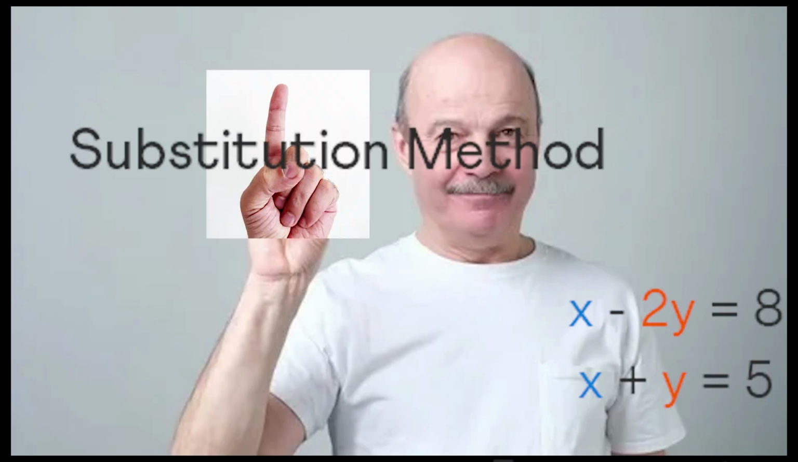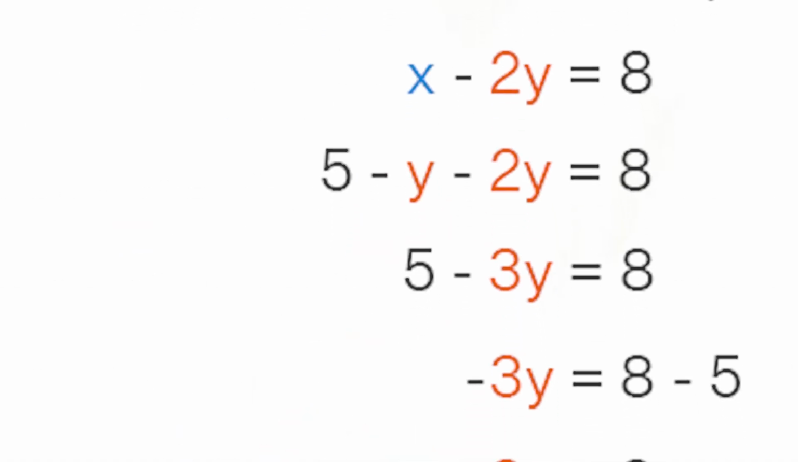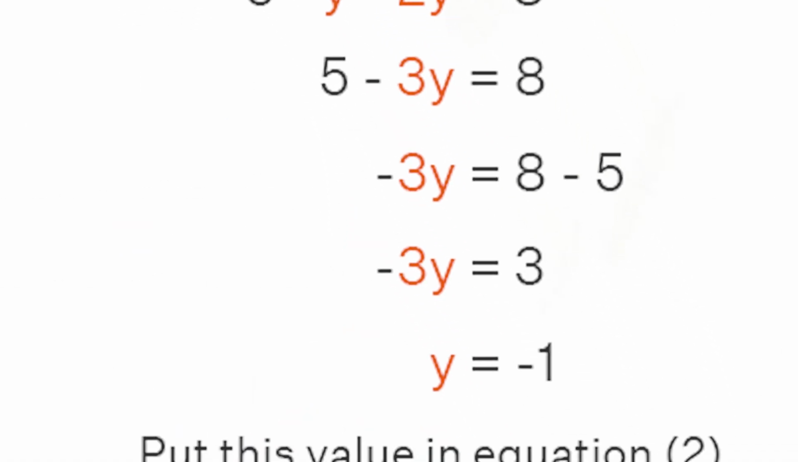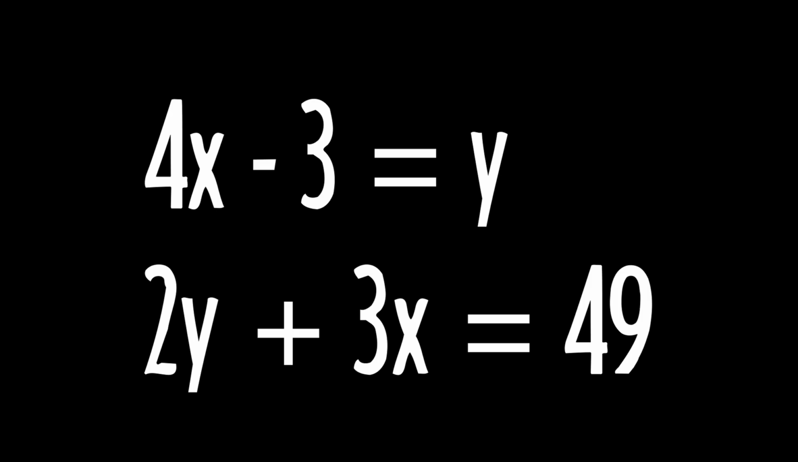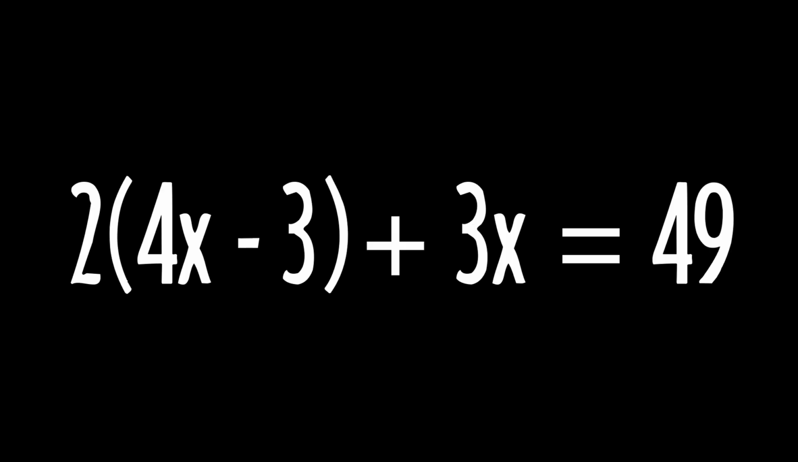One is substitution. Basically, you solve for one of the variables in terms of the other variable, and then you substitute it into the other equation, practically eliminating one of the variables. So in this case, we already have y in terms of x, so we will substitute that into this y and get 2 times (4x minus 3) plus 3x equals 49.